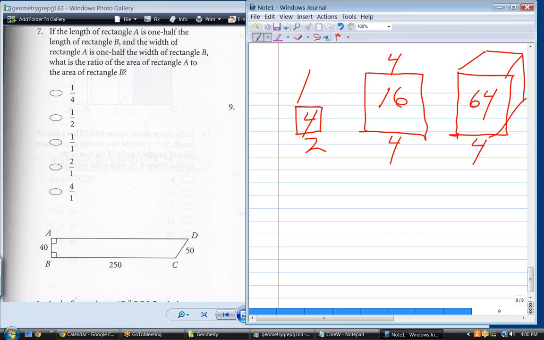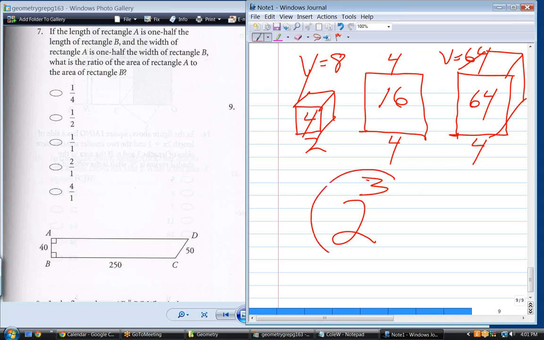What did I do? I made a mistake somehow. My volume ratio should be 8 to 1. Yeah, and it is. Yeah, I know where I went wrong. The volume of this little cube is 2 times 2 times 2. So this volume is 8. This volume is 64. So the volume ratio went up to 8 to 1, which is the cube of the linear ratio.